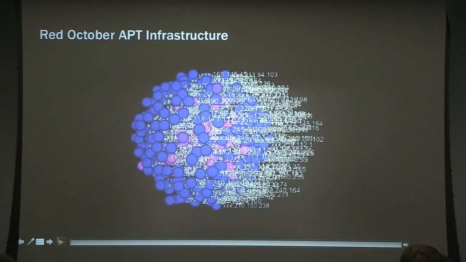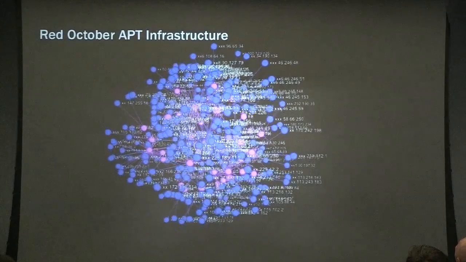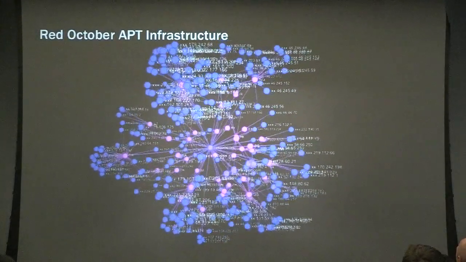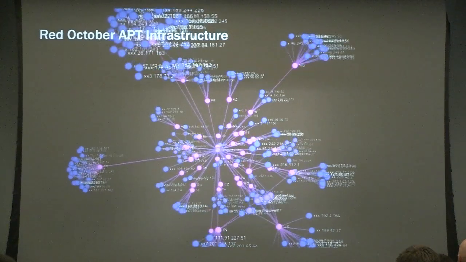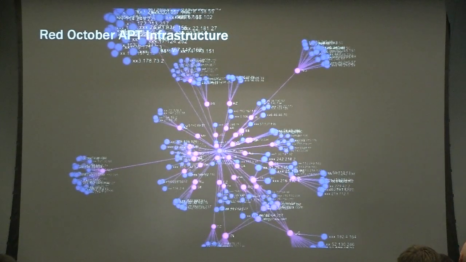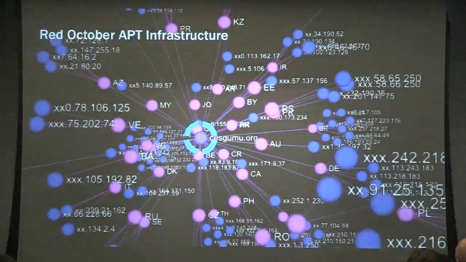This is that same Red October infrastructure. This one is a little bit different. So the Red October one was really interesting because originally Kaspersky, when they announced it, only announced that they knew about 3 or 4 domains that were part of the attack, but they didn't know who was going to the domains, and they didn't know what the whole infrastructure looked like.